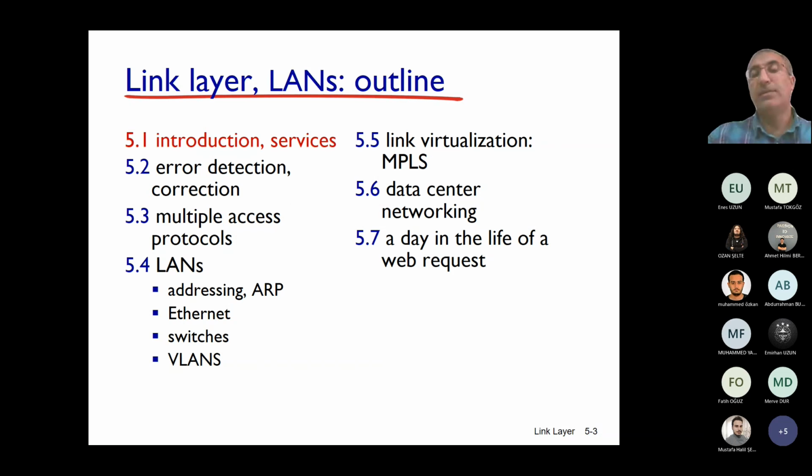So let's look at the outline. We are going to cover the following topics. We will provide some introductory information: what are the services that we provide in this layer? And then we will move to the error detection and correction mechanisms. More importantly, the multiple access protocols and the local area networks. Some main features of these local area networks, including addressing, the ARP protocol, address resolution protocol, Ethernet switches, and VLANs. And then we're going to be done today.